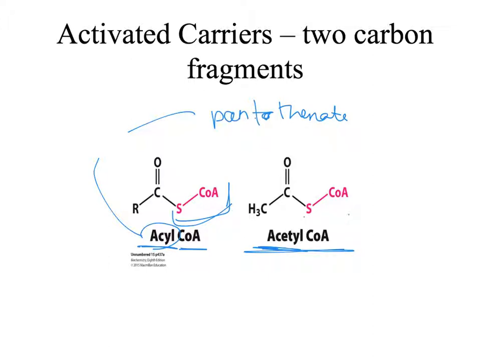But the CoA, that coenzyme A, is carrying that acetyl group so that it can go into the cycle. So the activated carrier of the carbon fragment is coenzyme A, which is carrying the acetyl group, and the acetyl group is what's going to be broken down, and CoA is going to be regenerated.